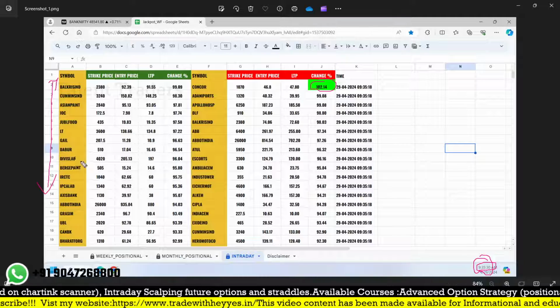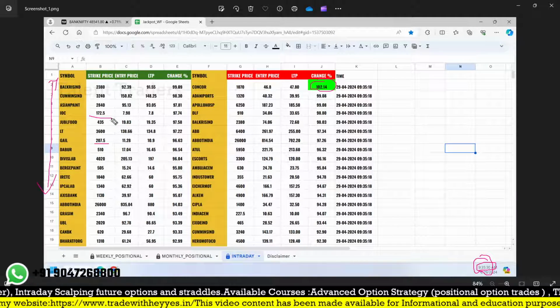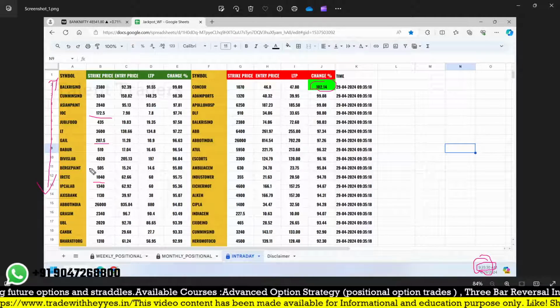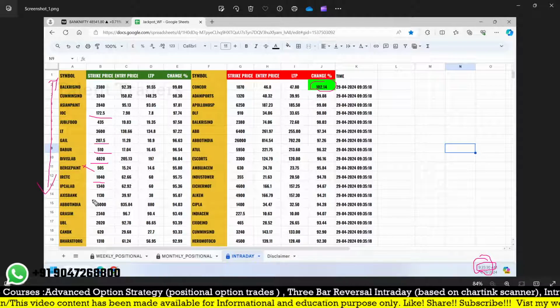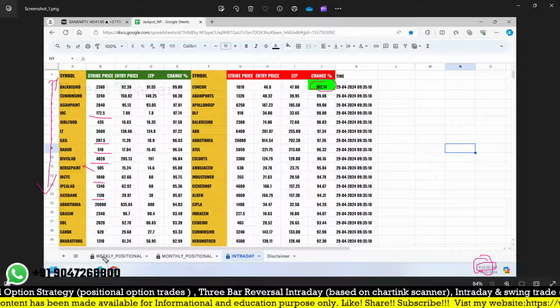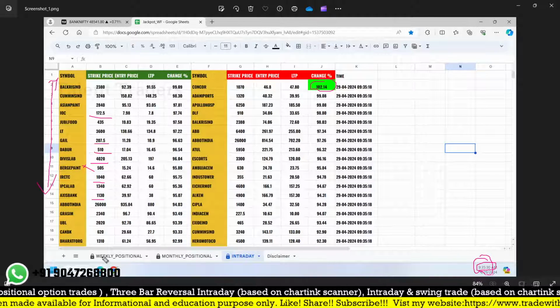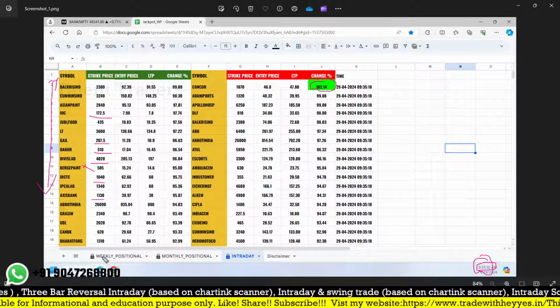We have some stocks like Gale, IOC and IRCTC. Asian Paint is not liquid, and Divis Lab will be there, and Dabur. So a lot of stocks, and Axis Bank is in 14th place. This sheet updates in real time, around every 15 to 30 seconds.